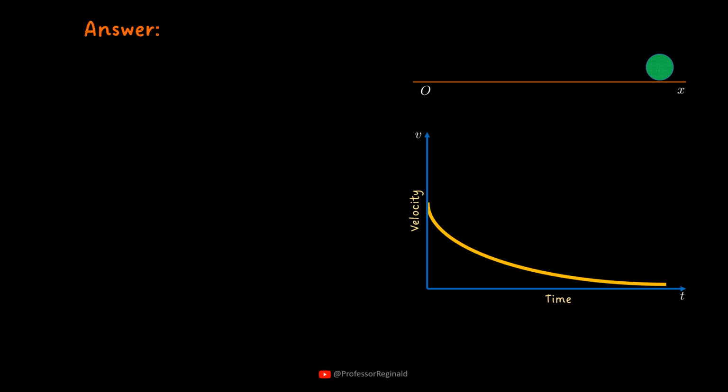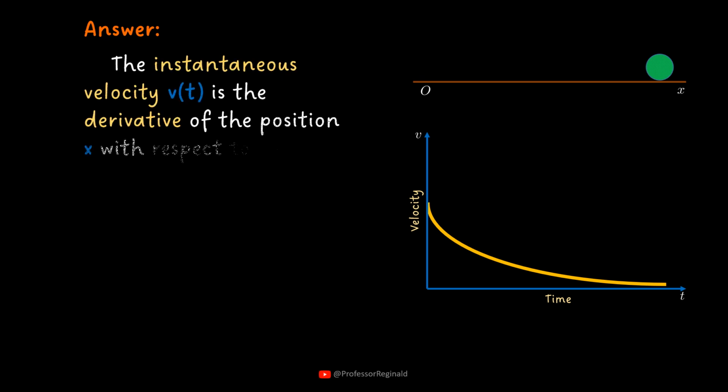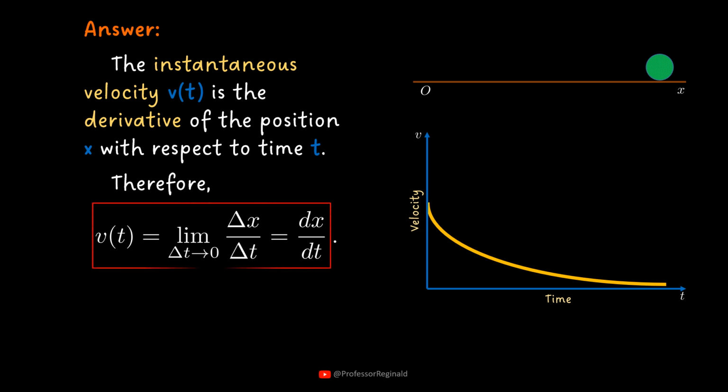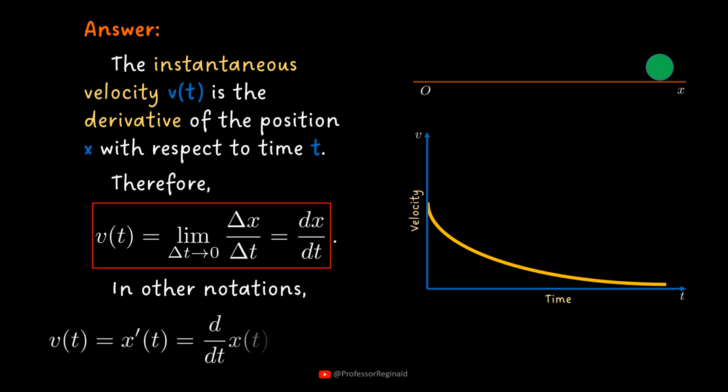Answer. The instantaneous velocity v of t is the derivative of the position x with respect to time t. Therefore, v of t equals the limit of delta x over delta t, as delta t approaches 0, which is known as the derivative of x with respect to t. In other notations, v of t equals x prime of t equals the derivative of x of t with respect to t.